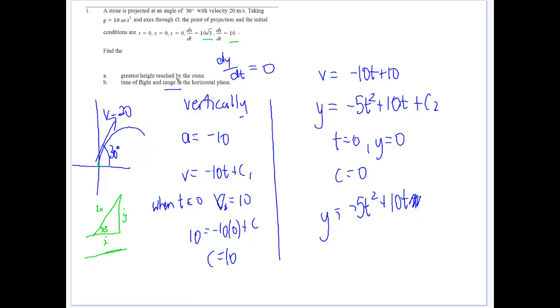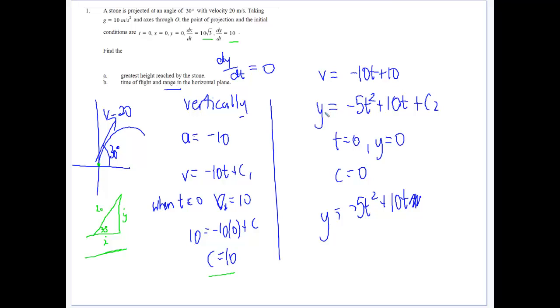What we want to do is find the greatest height reached. Well, we know the greatest height reached is the largest value of the position, but it's also where the vertical velocity would be equal to 0. So what we're looking at vertically, we start with acceleration being equal to minus 10. Our velocity would be minus 10t plus a constant. When t is equal to 0, our vertical velocity was 10. So we get 10 equal to minus 10 times 0 plus the constant. So the constant there is equal to 10. So there's our vertical velocity.